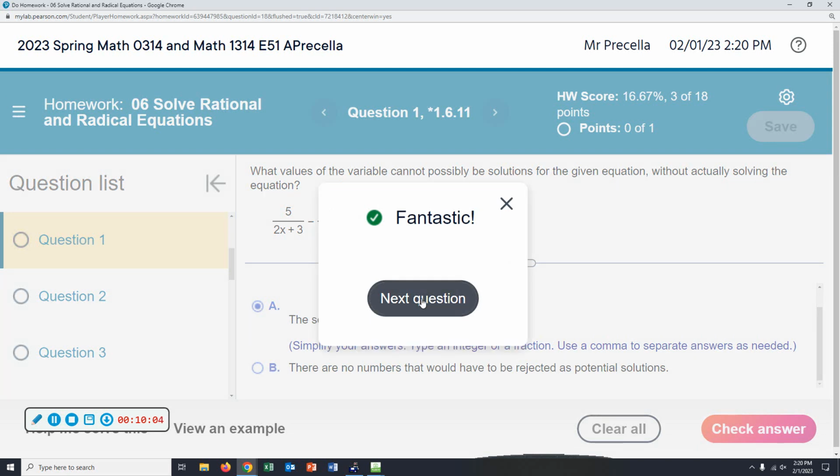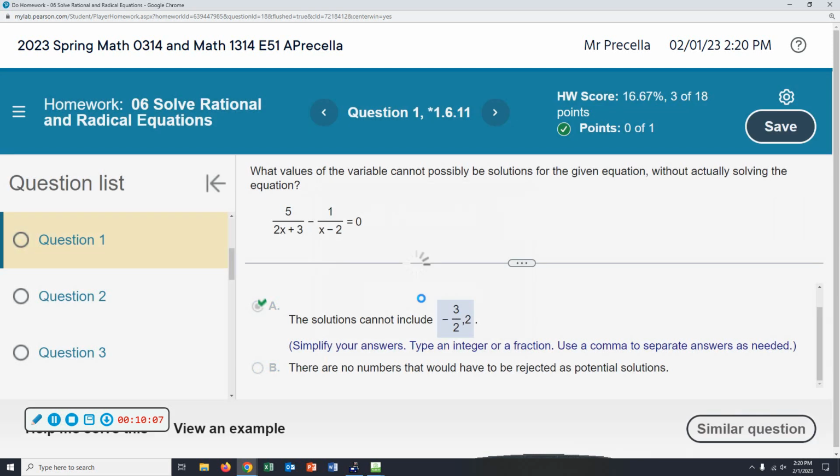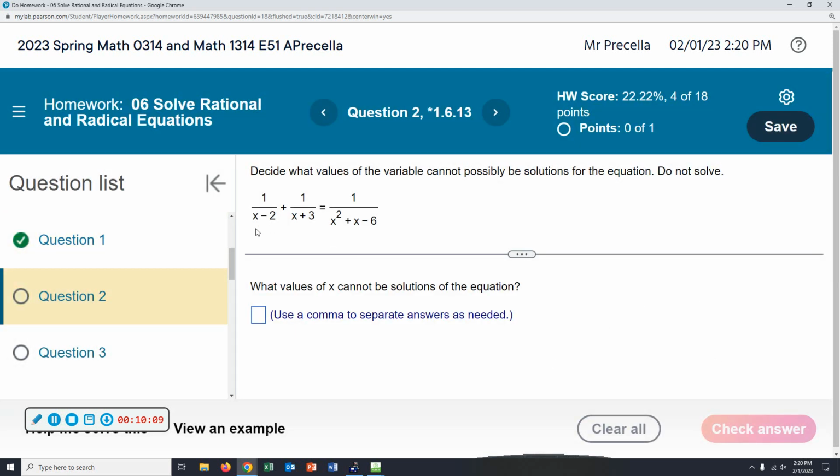All they're looking for in these first two questions are numbers that cannot be answers, the ones that give you 0 in the bottom. Number 2, I'm going to write small. Number 2 looks much harder than it is. Decide what values of the variable cannot possibly be solutions. Do not solve. You're not solving yet. If you were going to guess solutions, there are numbers you should definitely not guess: the numbers that give you a denominator of 0.